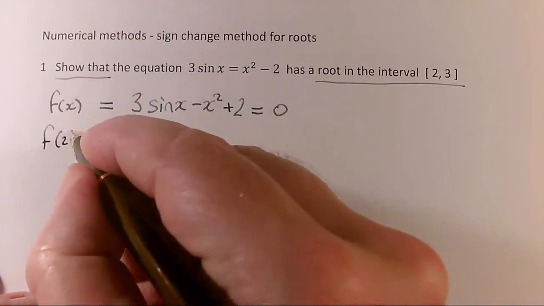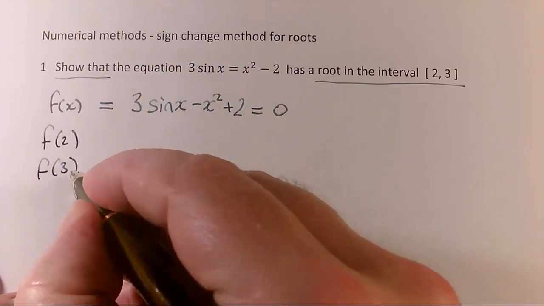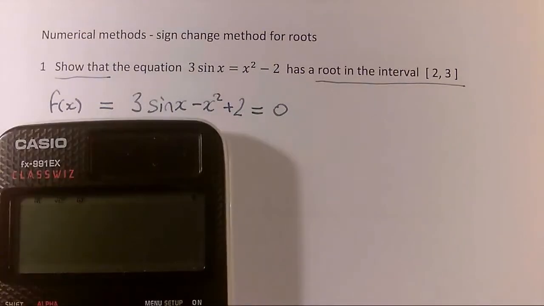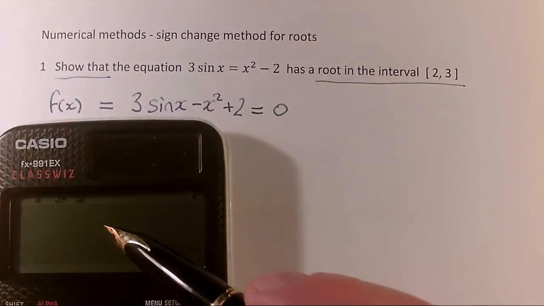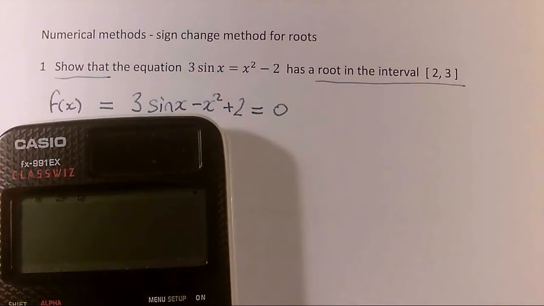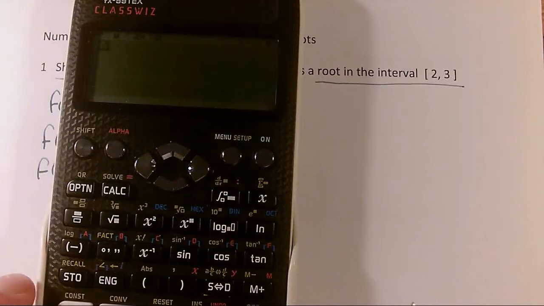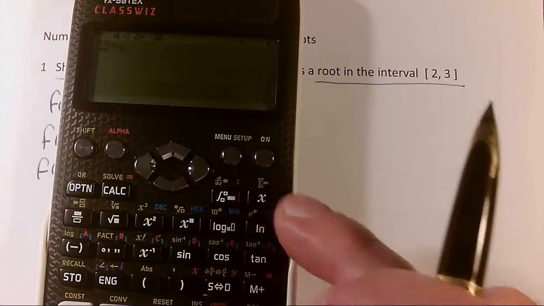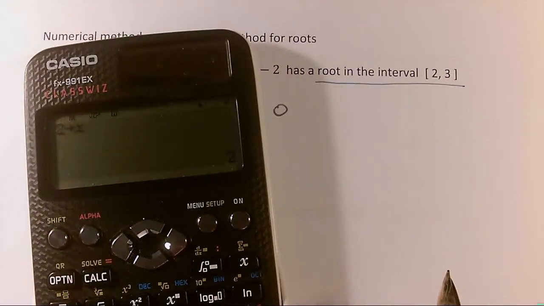So I look at f of 2 and I look at f of 3, and I can get my calculator to work out the values for me. Now I have an equation with a sine in it, so the first thing to check is that the calculator is in radian mode, which it is. The most economical way to substitute more than one value into an equation is to use the X memory. I'm going to store my first value, which is 2. So I press the STO button, store, in the X memory, which is this button X here. Press equals, and 2 is now stored in X.